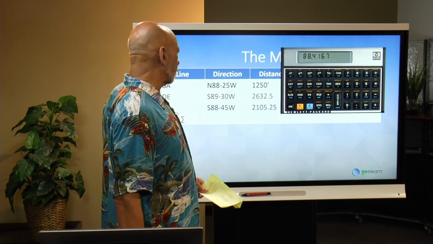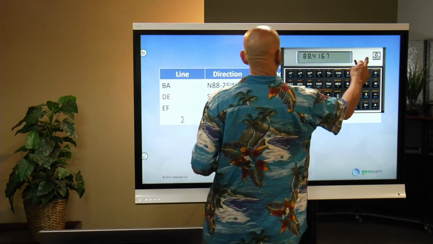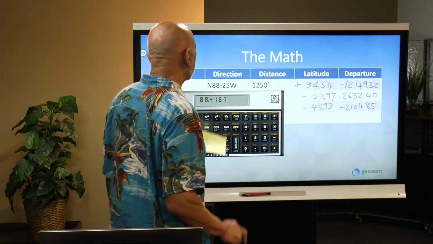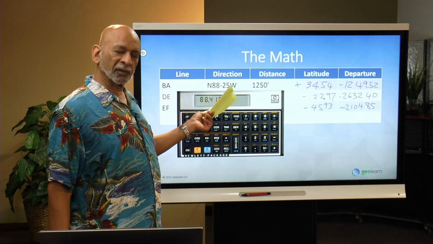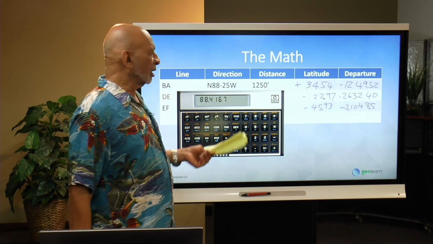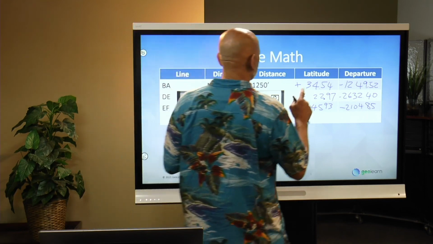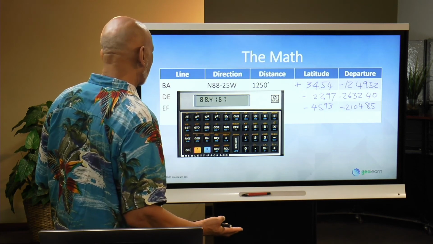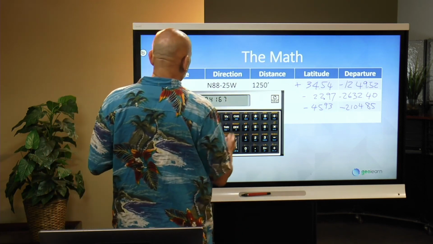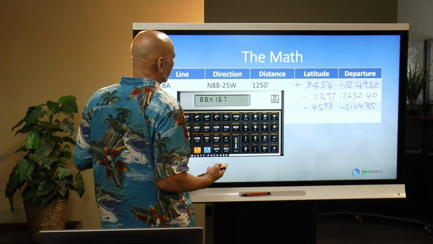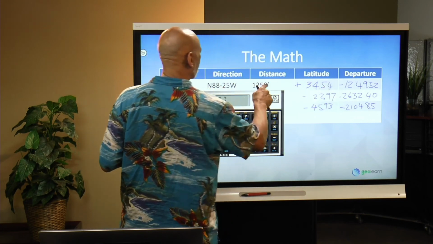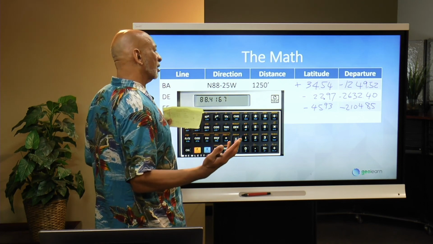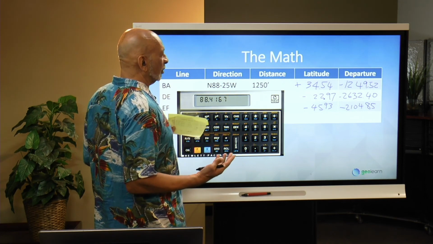The other thing I just wanted to point out is people always get confused. So let me move this here and talk about the first line. This is a line that's going very close to due west. And they always get confused. Well, do I use the sine or the cosine to get latitude and departure? Here's one way to find out. This line is going very close to due west, so the departure should be very close to the length of the line. So the departure function should be very close to 1.